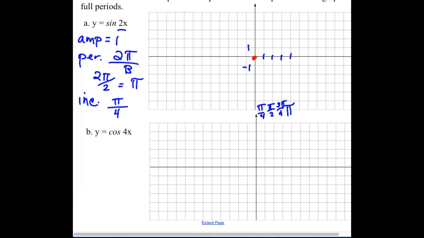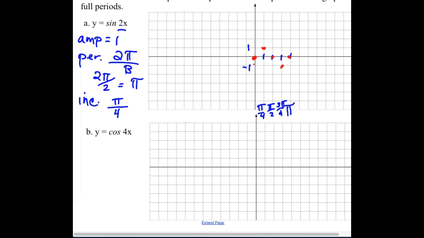Up to, go all the way up to pi over 2. Same 5 points that we had before. So we started at 0, we go up to 1, then we go back to 0, then we go down to -1, then we go back to 0.